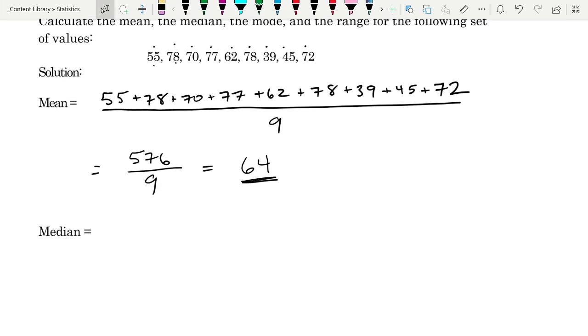I'll go from smallest to biggest, but it actually doesn't matter what order you do. What's the smallest number here? I guess it's the 39. So I like crossing them off as I go. What's the next one? I guess it's the 45. And then after the 45, maybe the 55.